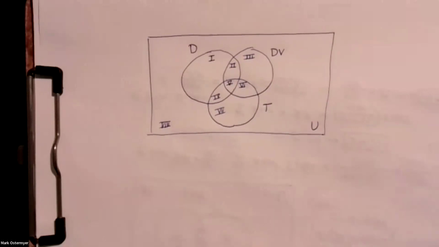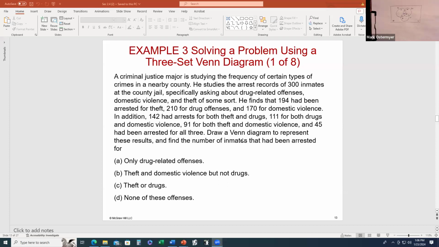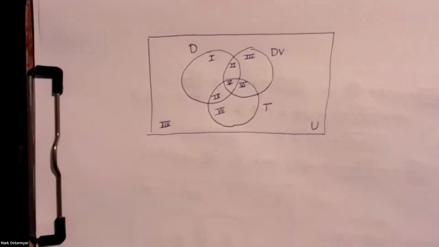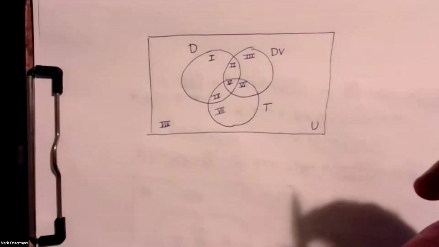Now we're going to begin to populate this by reading backwards through our word problem. We always try to do the intersection first. So help me out here. What number goes in where first? Let's see. It says 45 had been arrested for all what? All three. Where does 45 go, in what region? Five. That's right, right here.